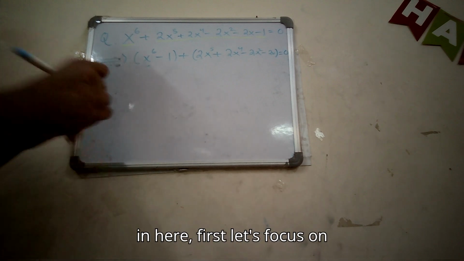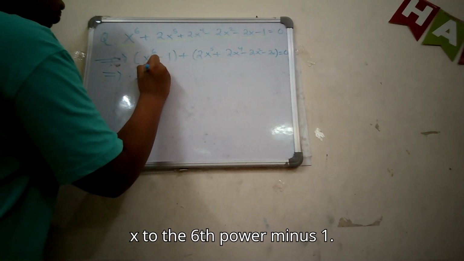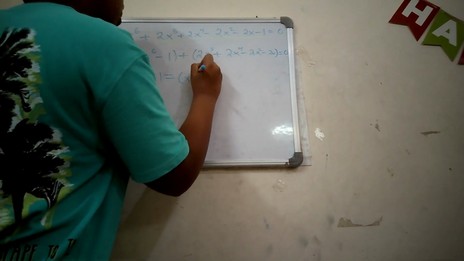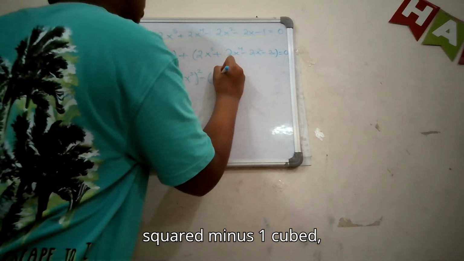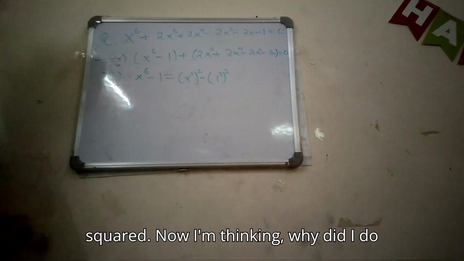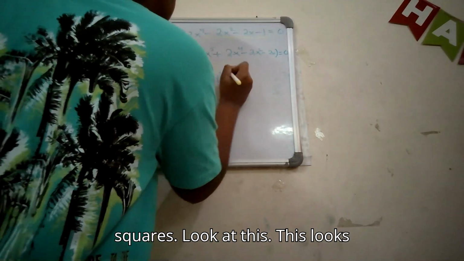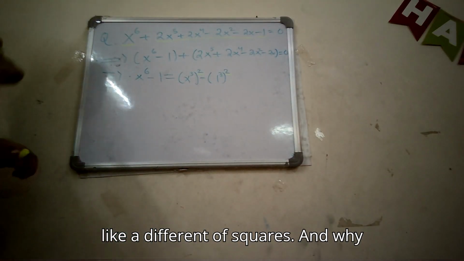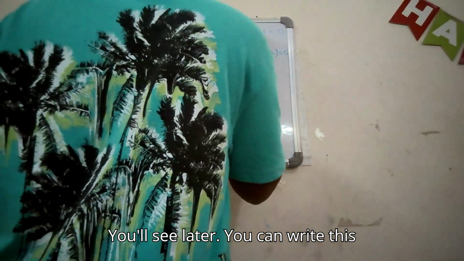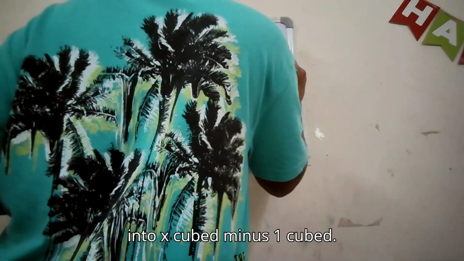Look, in here, first let's focus on x to the 6th power minus 1. And I wrote it like this: x cubed squared minus 1 cubed squared. Now I'm thinking, why did I do that? Because this is a difference of squares. Look at this. This looks like a difference of squares. And why did I put 1 cubed here instead of 1? You'll see later. You can write this as x cubed plus 1 cubed into x cubed minus 1 cubed.